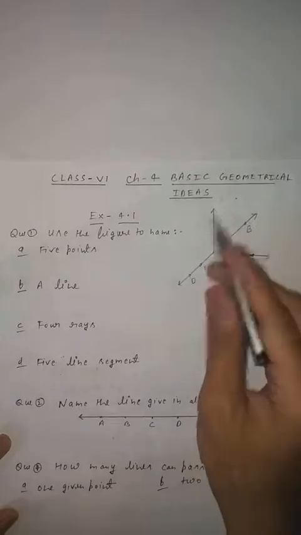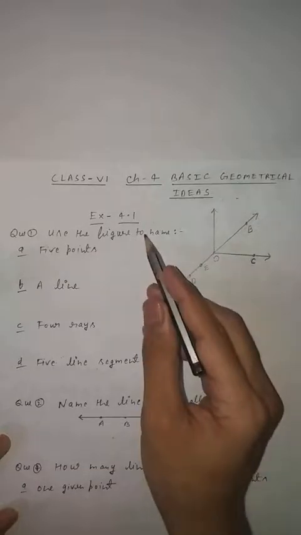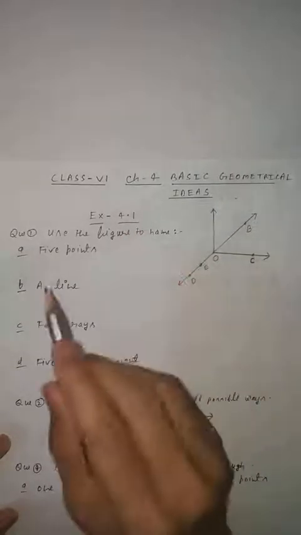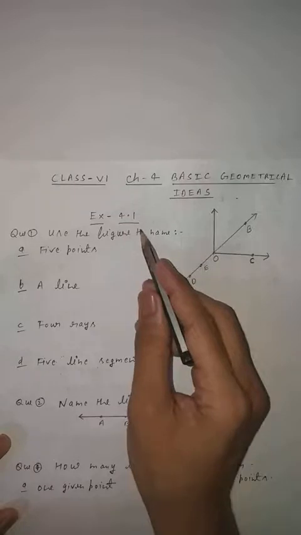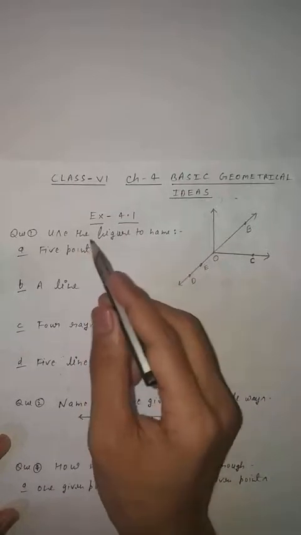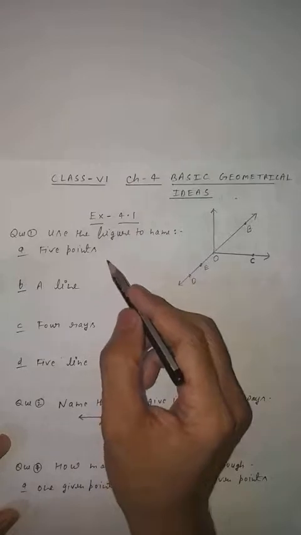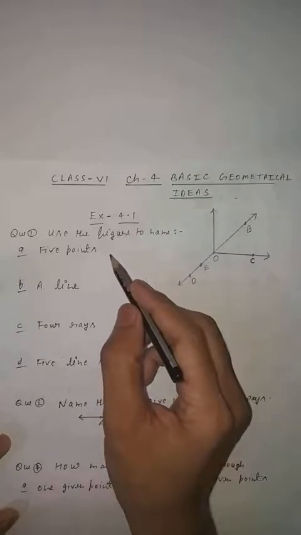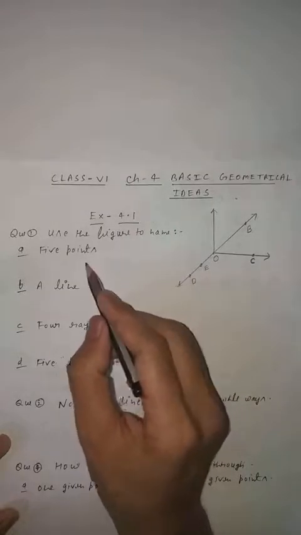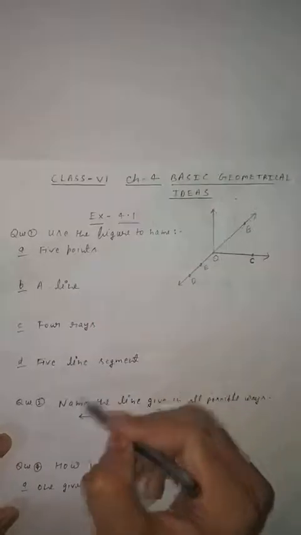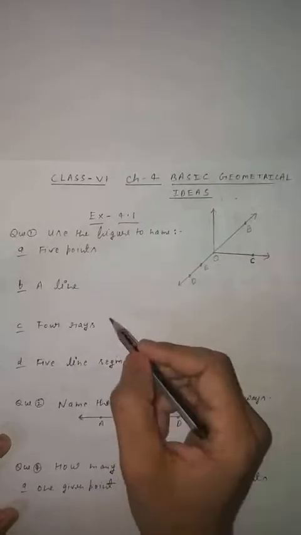Ideas. So, the concept I have given you, and today we will discuss some exercises. Here, exercise 4.1, question number 1: use the figure to name 5 points. Yesterday, in the previous video, I explained everything: points, line, ray, line segment. So today we will practice the questions.